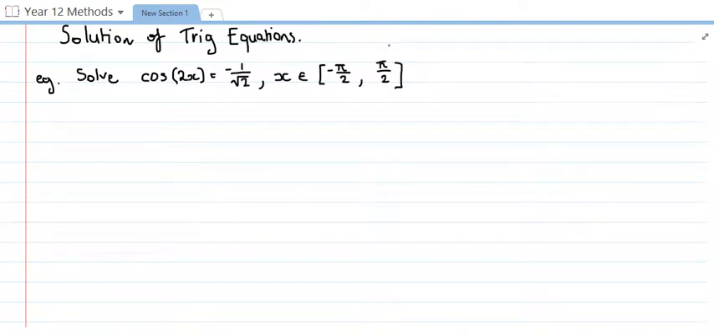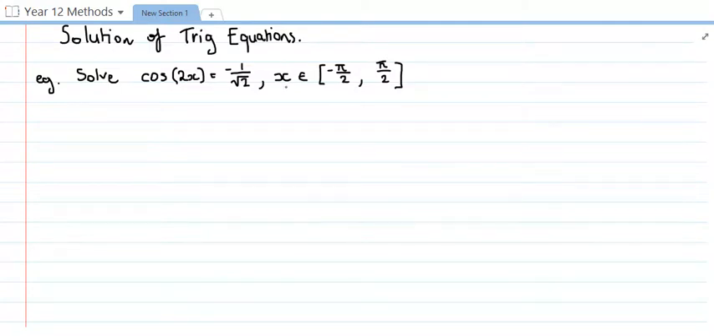Okay, in this next example, we can see that there are a couple of major differences to the last one that we did. So first off, this equation has a 2x inside the bracket, which is perhaps a little bit daunting. Also, we have a pretty weird looking domain to solve over. So, you know, those are two things which are going to throw some people with a question like this.